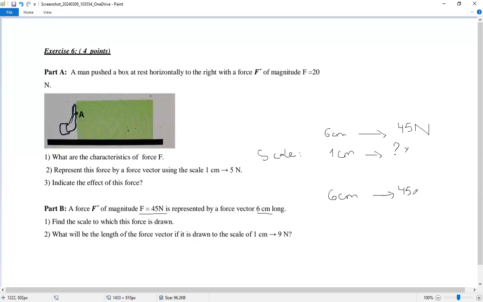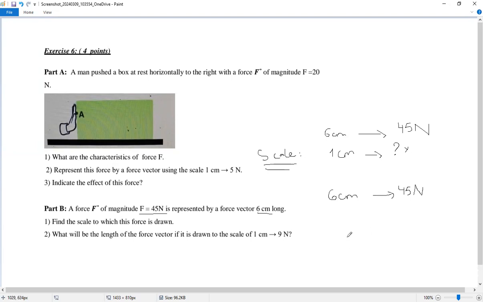What do they want us to find in this example? In part 1, they told us to find the scale to which this force is drawn. So we have to find the scale. The scale is, yaani, how much each centimeter represents. What does each 1 centimeter represent in magnitude? This is the scale, and we need to know every centimeter what is it in Newton.